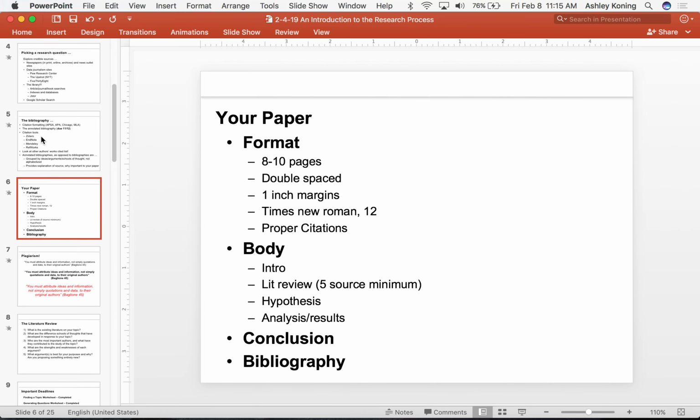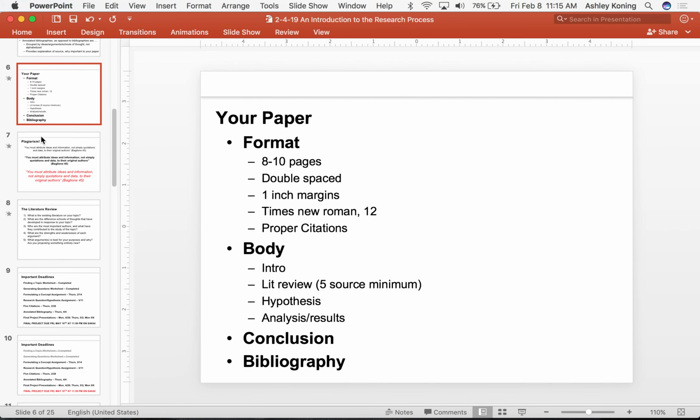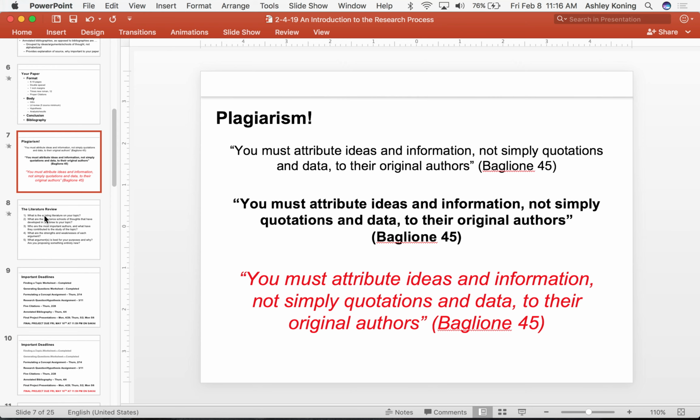Now, your paper formatting is all described both in the syllabus as well as on Sakai under further details. It's 8 to 10 pages, double spaced, 1-inch margins. Mainly, you'll have an introduction, a literature review, a hypothesis, and your analysis and results. And you will have to show your SPSS output, which we'll get into in future classes, within your paper, within your appendix.